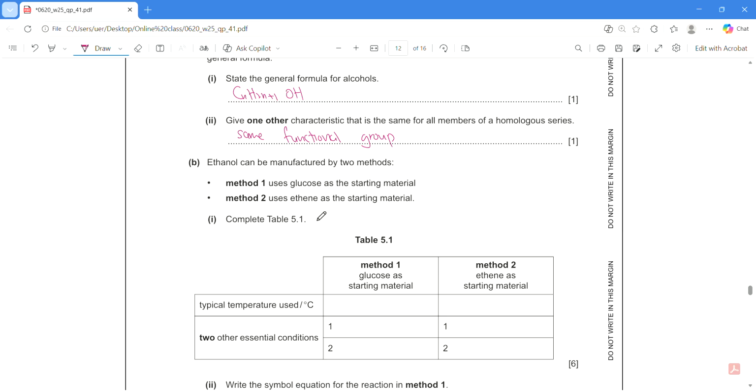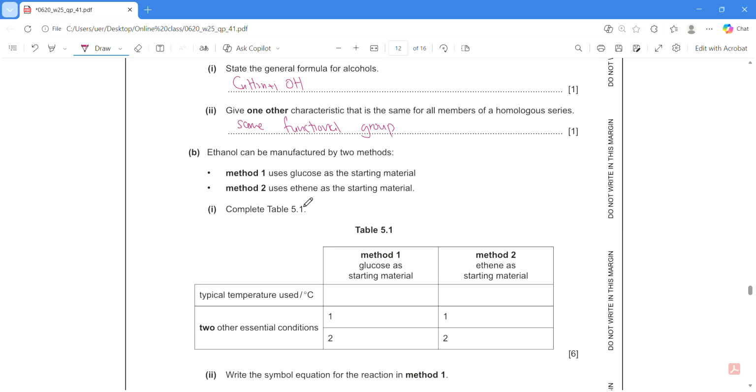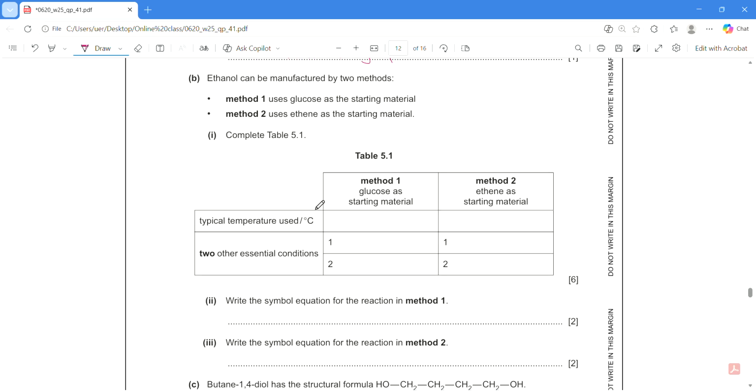Method 1 using glucose, method 2 using ethene. So method 1 is your fermentation and method 2 is the hydration, where you add steam to your ethene. So the temperature used for fermentation must be room temperature, so 25 degrees Celsius. Essential conditions: first thing you need to add yeast, and then you need to have anaerobic respiration, which means there is not enough oxygen. So absence of oxygen.